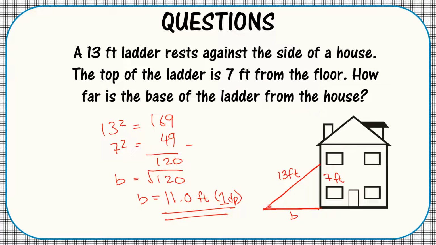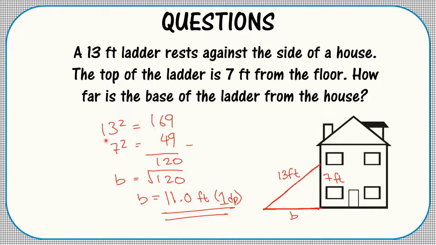So the base of the ladder is here. How far is this point to this point from the house? What you should realize is that this is a right angled triangle. We have the longer side and we have a shorter side, and we're trying to find the other shorter side. So what you would do is square it, subtract it, square root it.